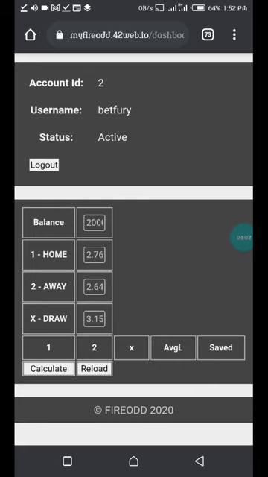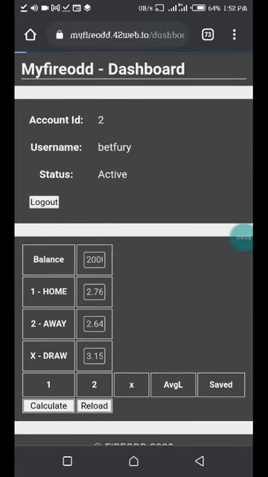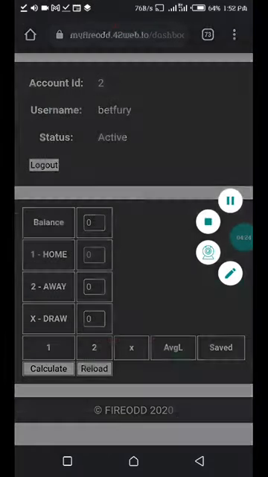All you need to do, like I said in the previous video, is click on calculate. Once you click on calculate, it does the math and calculates statistically what your endpoint should be. So let's wait for it to load.